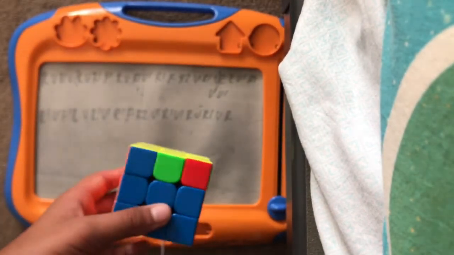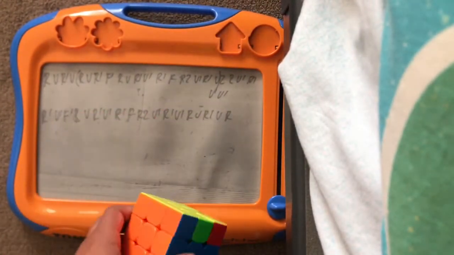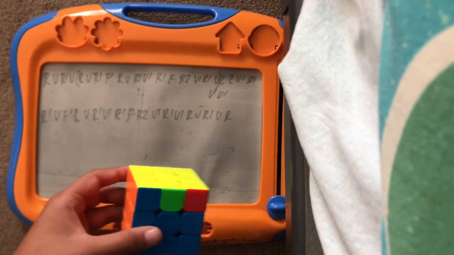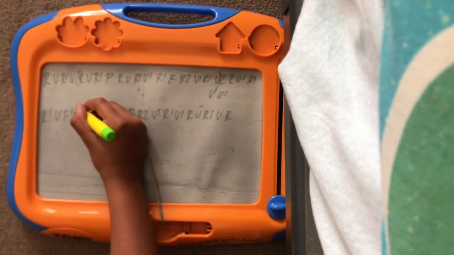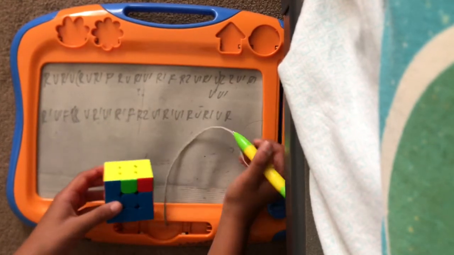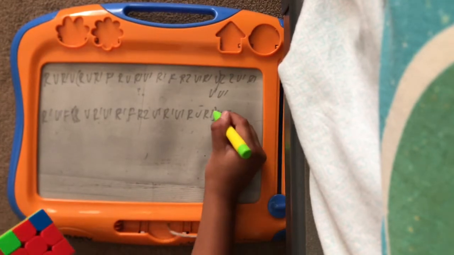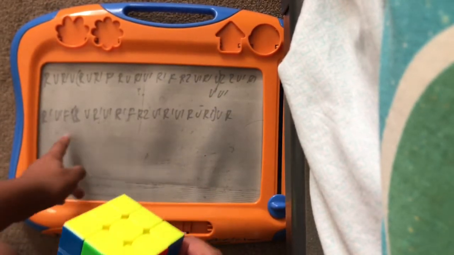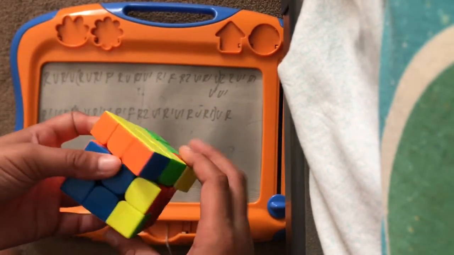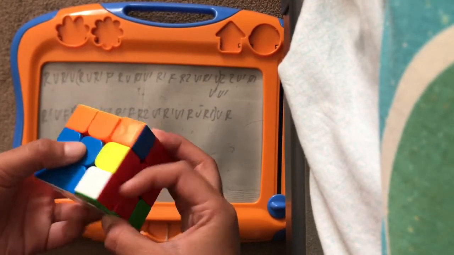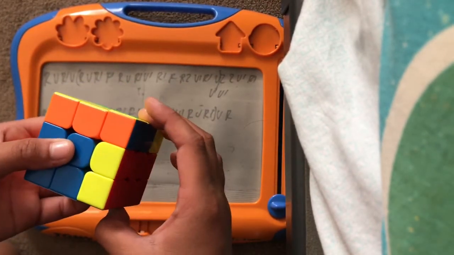Another way you can think about using this idea is with the F-perm, which is this algorithm. Now, obviously, it just looks like a bunch of letters, but for the same reason as this, we can do this and this. So if you look at that, we have a couple of setup moves, then a T permutation, and then undoing the setup moves. Let's do that.